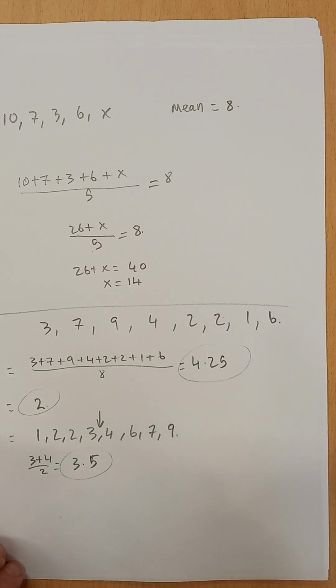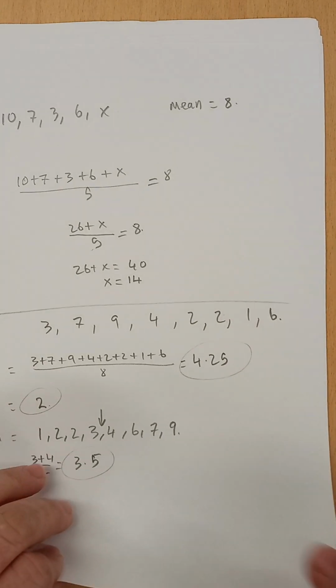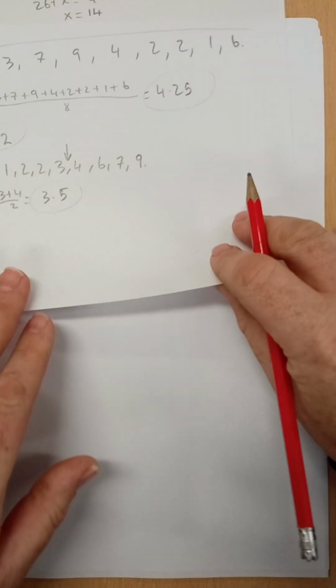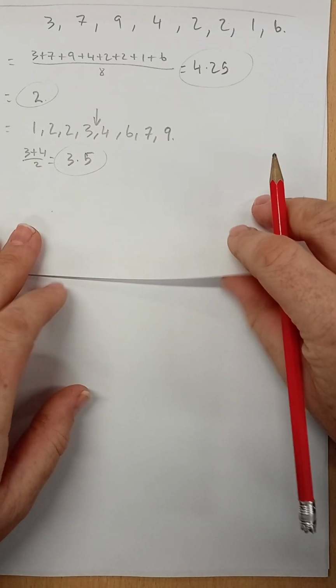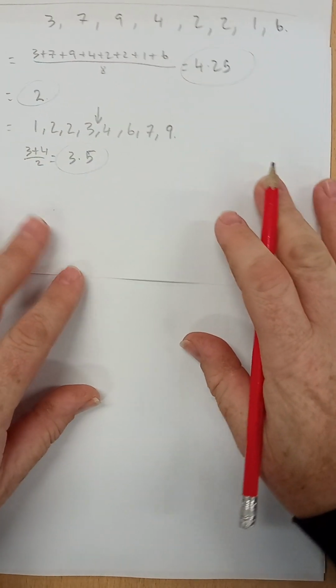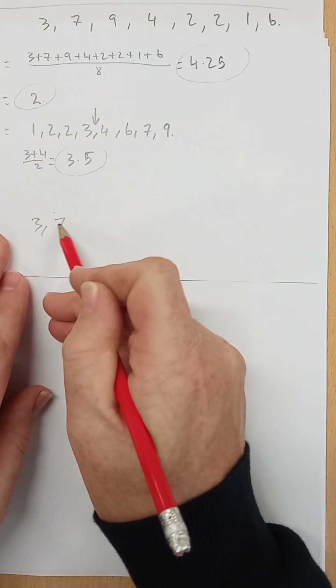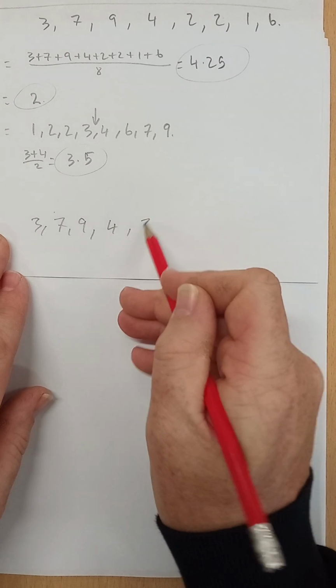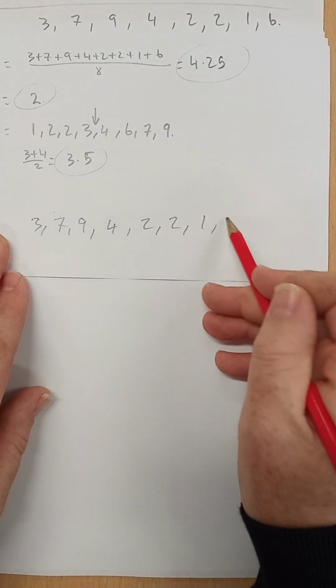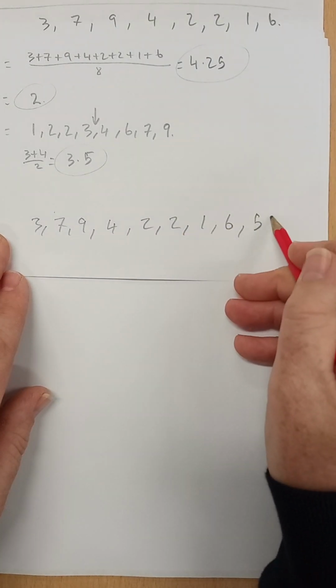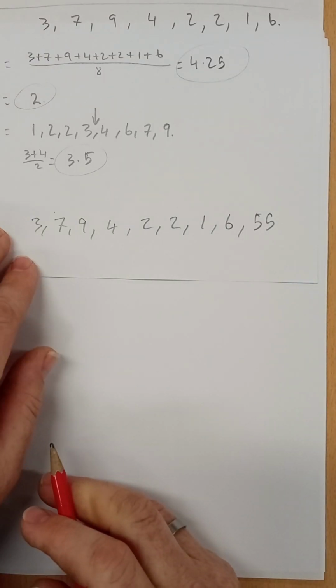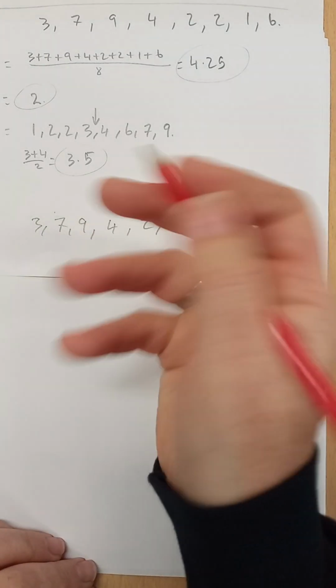However, what would happen if I add an extra number in? Okay, so that's what I'm going to show you next. I'm going to keep these numbers up here so you can see them. But now I'm going to add in 3, 7, 9, 4, 2, 2, 1, 6, 55. Okay, so let's see what happens. Let's see what happens to the mean.